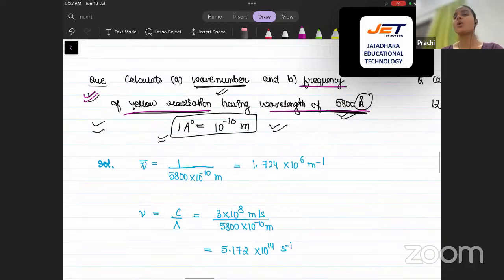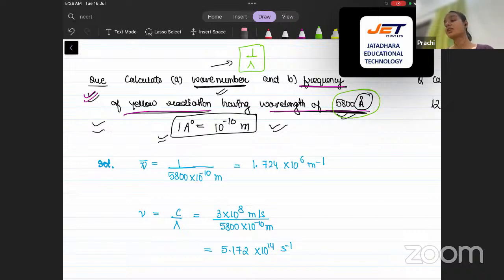Okay. Yes. Now, we have to calculate the wave number. For wave number, I need the wavelength, because the wave number is just the reciprocal of the wavelength. So how do I write the wave number? Wave number is just the reciprocal of the wavelength, right? So do we have the wavelength in the question? Yes, we are given the wavelength, which is 5800 angstrom, and I have told you that 1 angstrom will be equal to 10 raised to the power minus 10 meter.